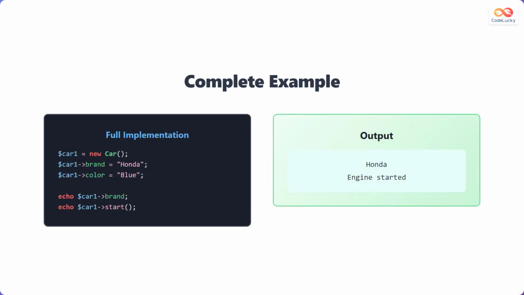Here is a complete example that ties everything we have learned together. We first create a new Car object, assigned to the variable $car1. Then we set the brand property to Honda and the color property to blue. Finally, we echo the brand property and the result of calling the start method. The output of this code will be the word Honda, followed by the words "engine started" on a new line.